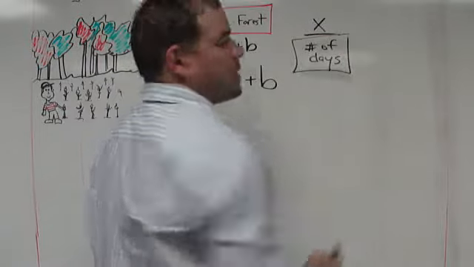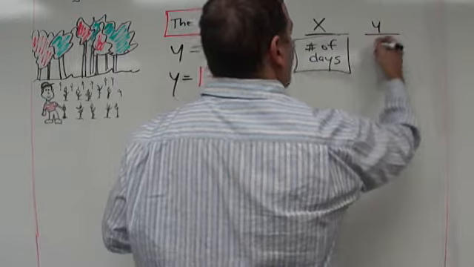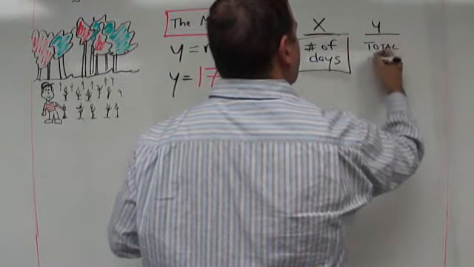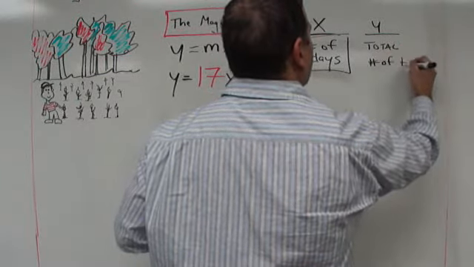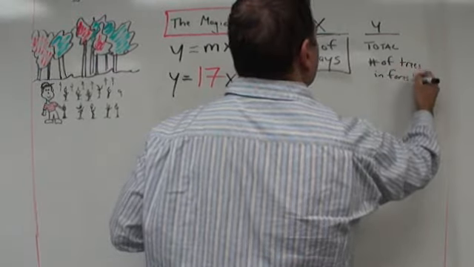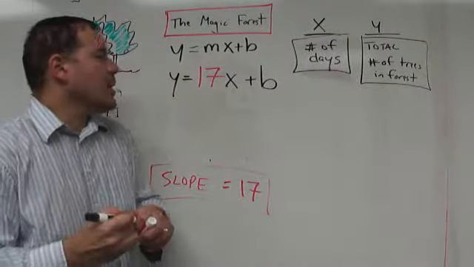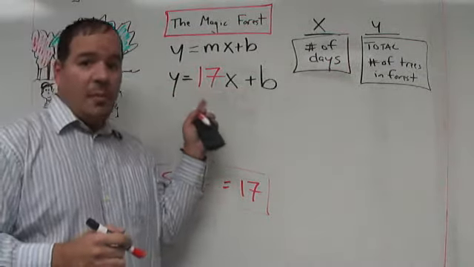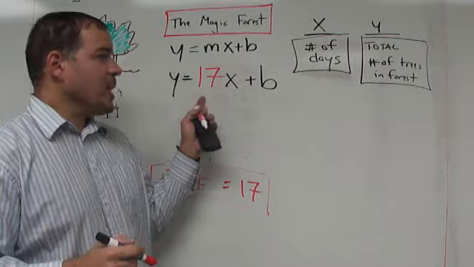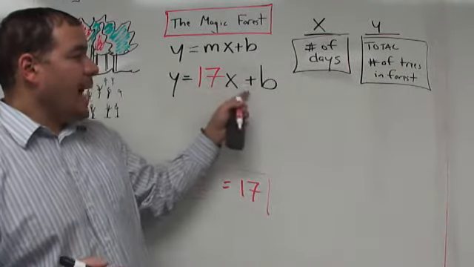X is the number of days, which we don't know, okay? What is Y? Y is the total number of trees in the forest. Okay? So we have to establish that. So if we take the slope, the number of trees planted per day, times X, the number of days, okay? And we add on B.